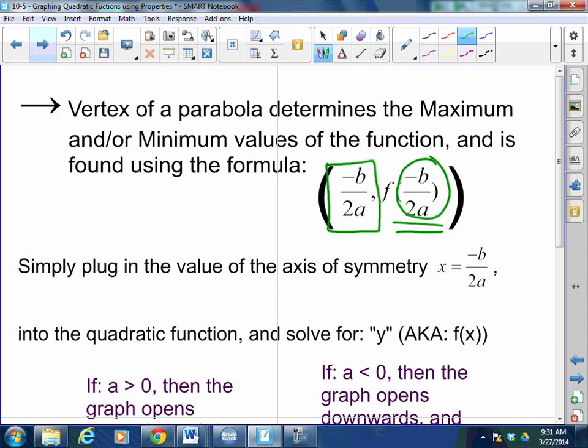So once you find your axis of symmetry, you plug that x value into the function and you find the y value using that particular x. That will be your vertex. You with me here, guys? Okay.